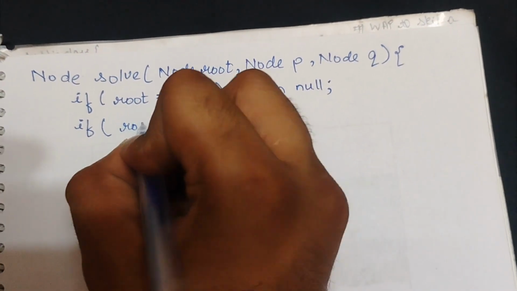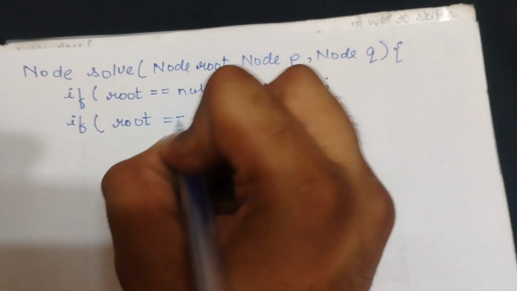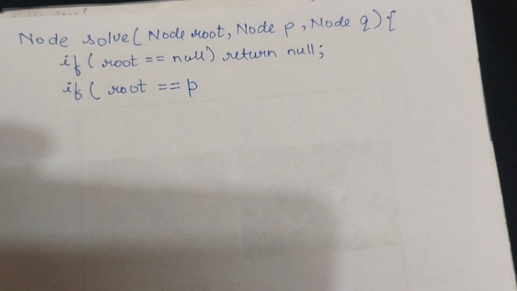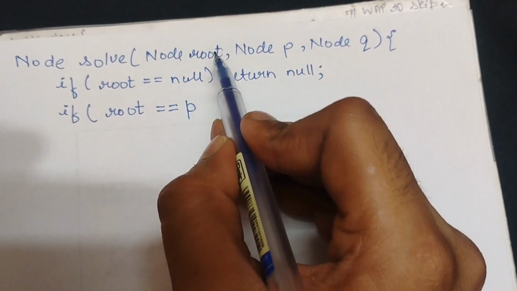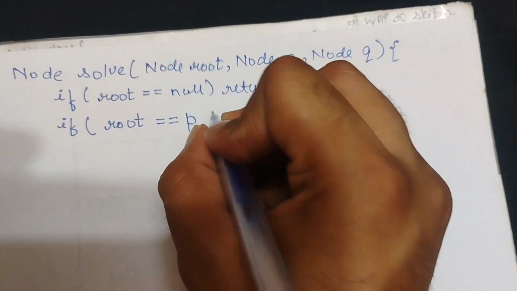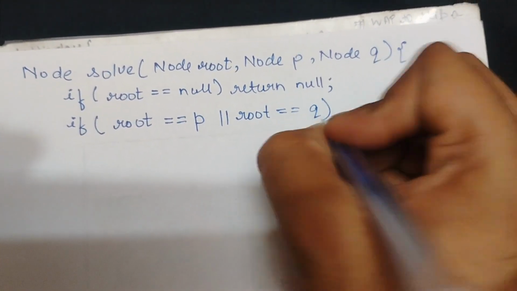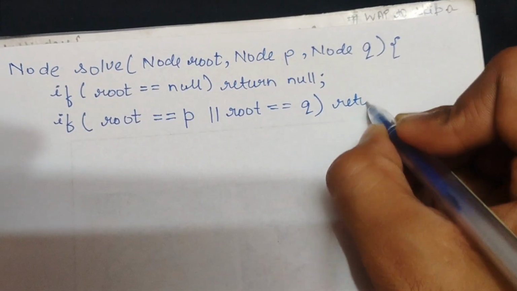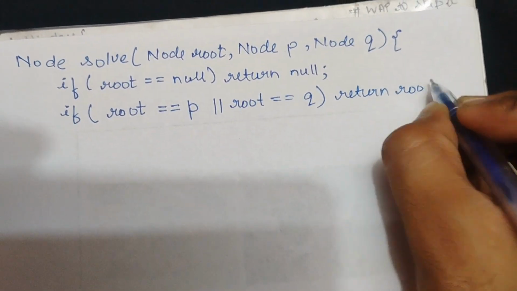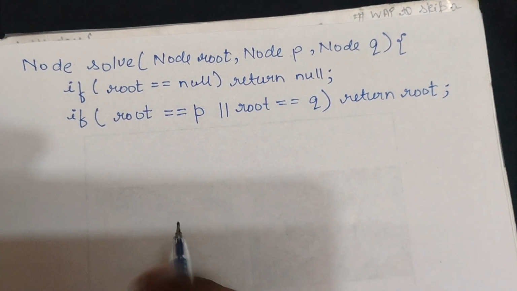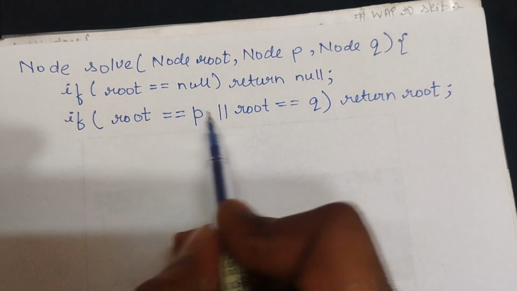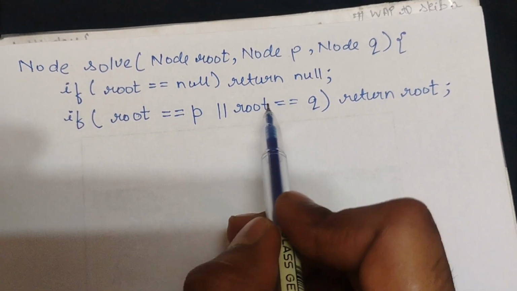Now, if the current node is equal to P, or if it is equal to Q, in this case I will return this root, because I have come to the point where I have got one of the two nodes.